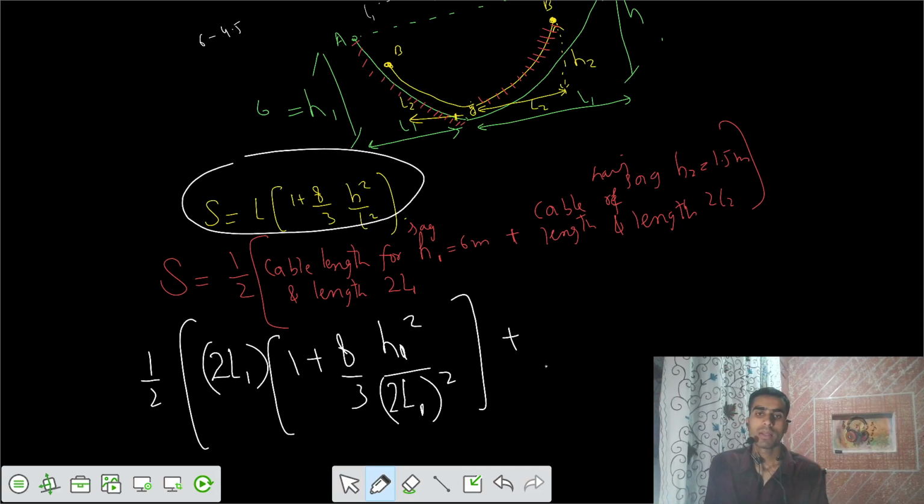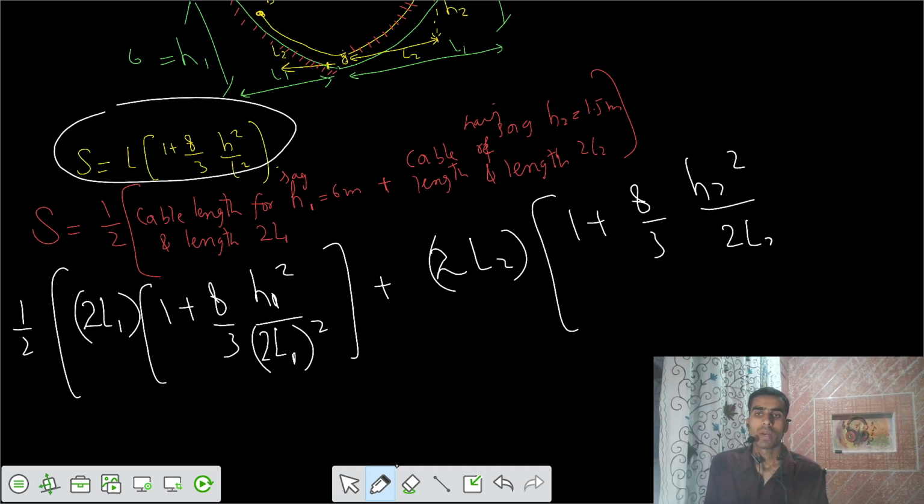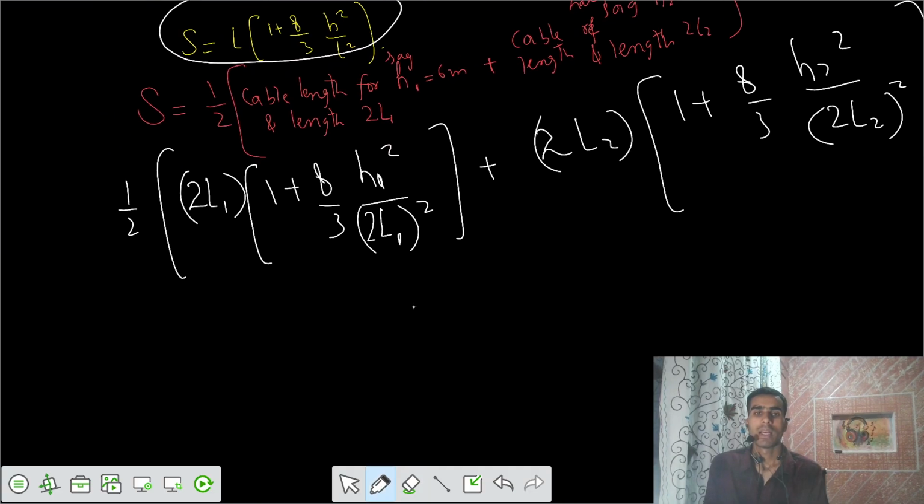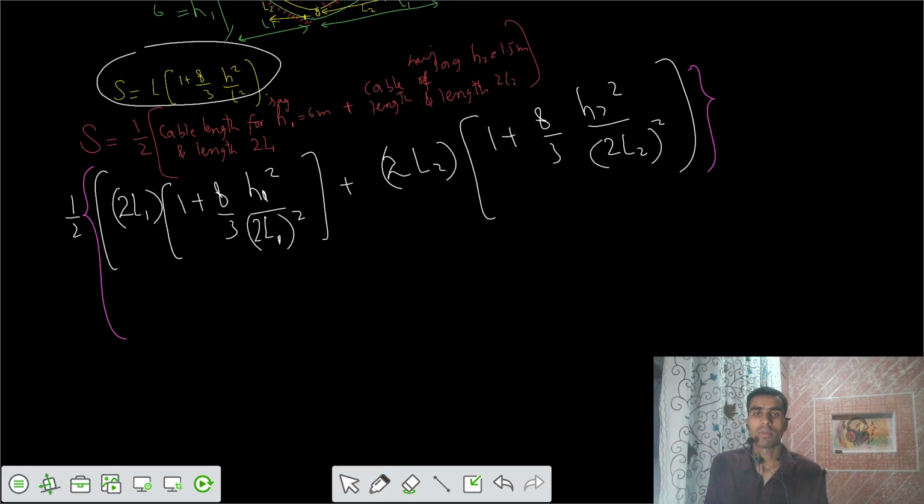Then plus, similarly for the second case, we have a cable such that its length is 2 times L2. Then we have the factor of 1 plus 8 by 3 H2 square by 2L2 square. We have to multiply this 1 by 2 for the entire thing, because we only need one half of the sum of those two.